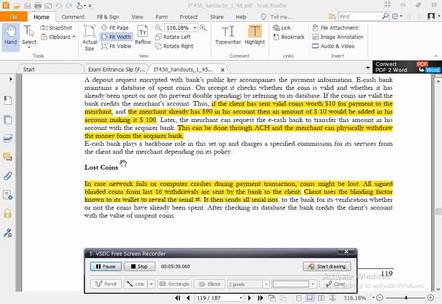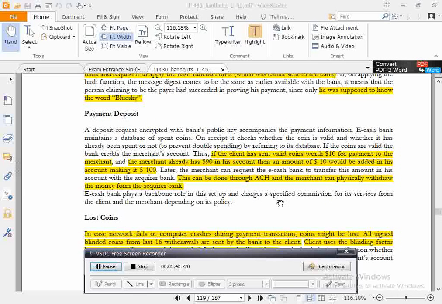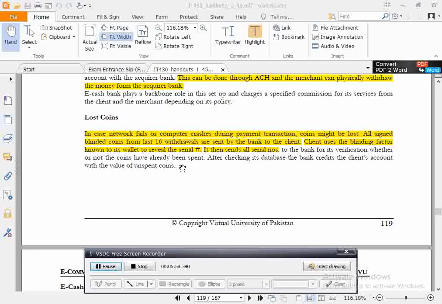जी, तो यहाँ पर जो है ये वाली चीज़ें इम्पोर्टेंट नहीं है। This can be done through ACH, and the merchant can physically withdraw the money from the acquirer bank.